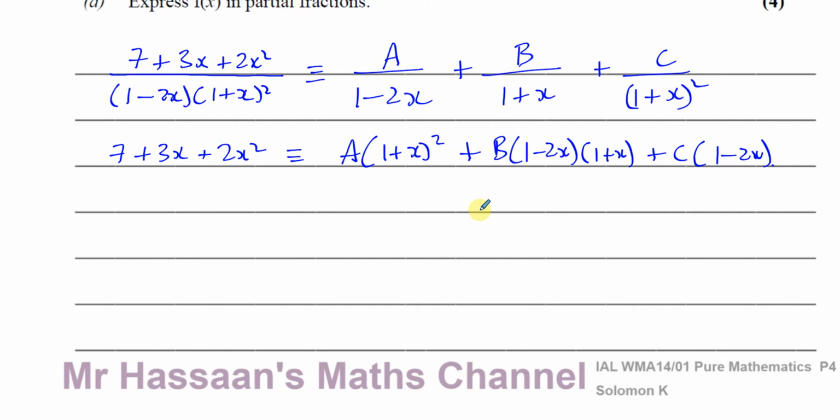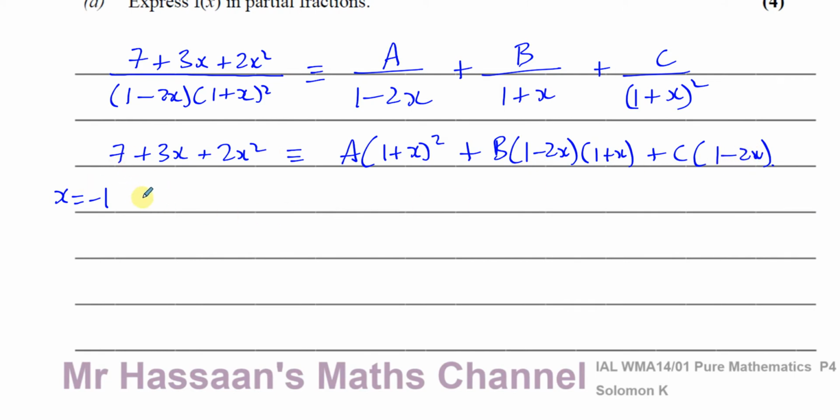There's a couple of ways we could solve it. One way is by comparing the coefficients of x squared, x and constants. Another way is by substituting some values in to help us. Now I can see if I substitute x equals minus 1 into this whole expression, it will cancel out this term and this term, because this will be a times 0 squared, and this will be b times something times 0, and you will only be left with the c term.